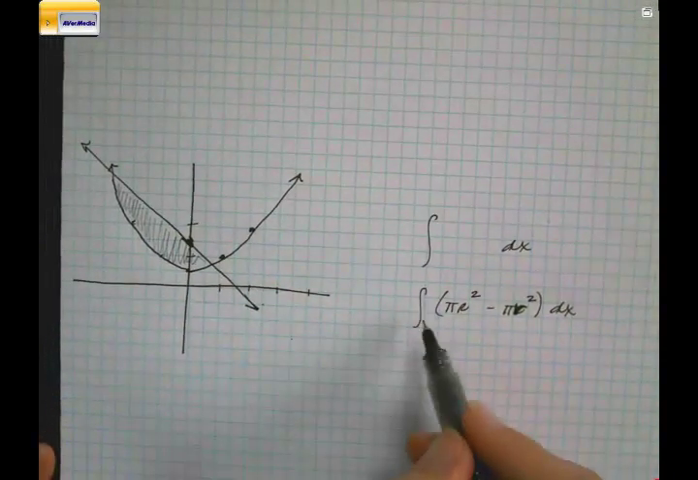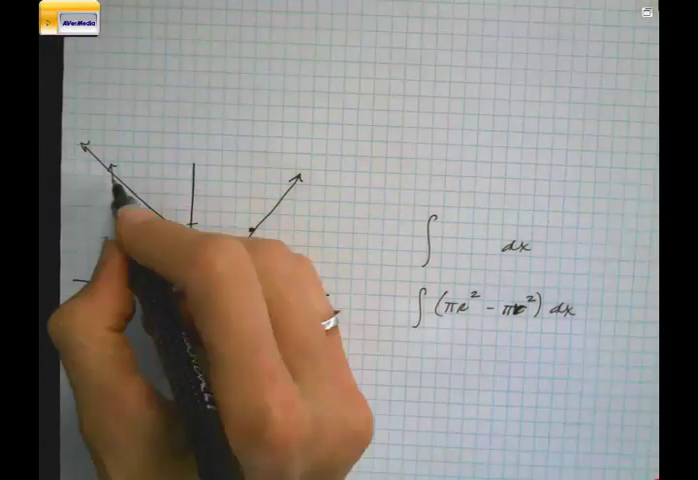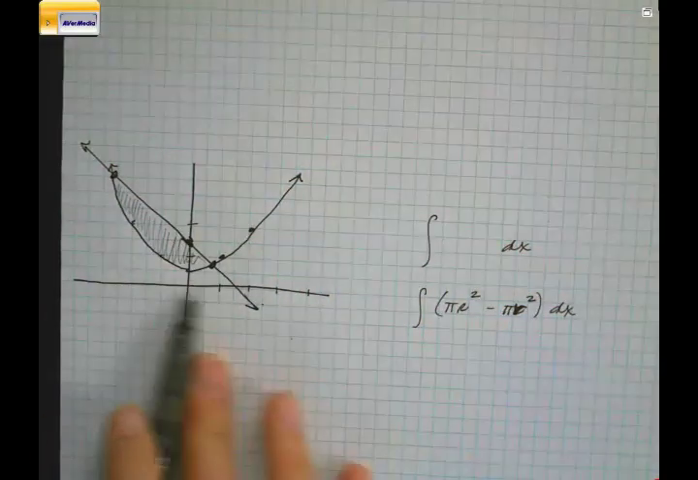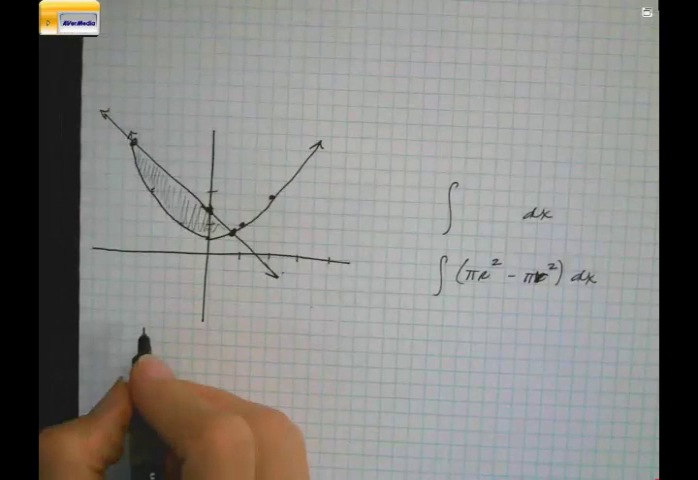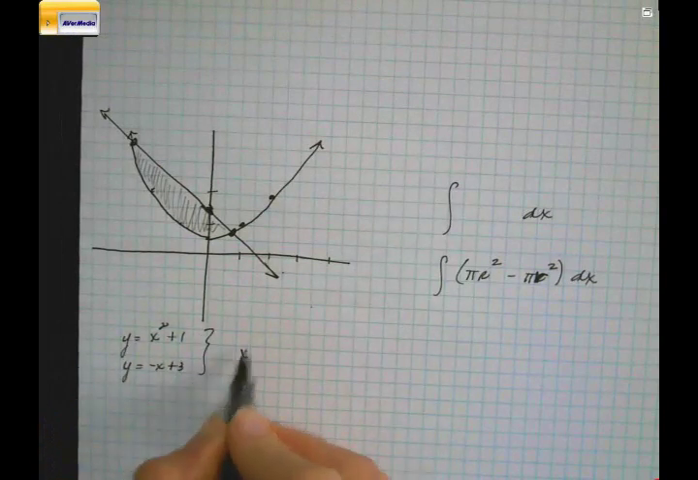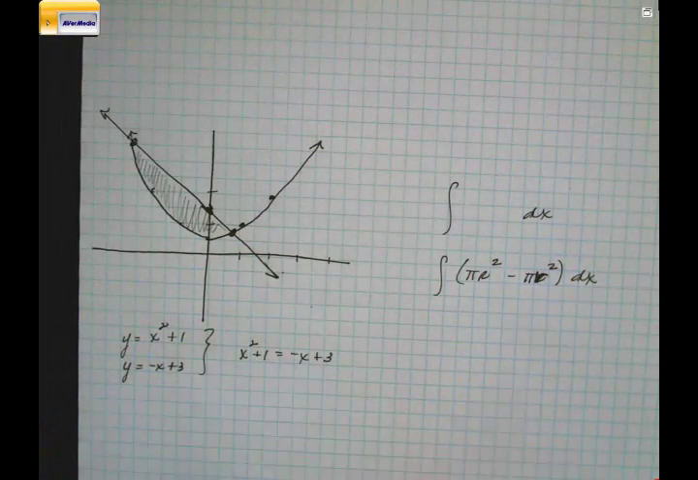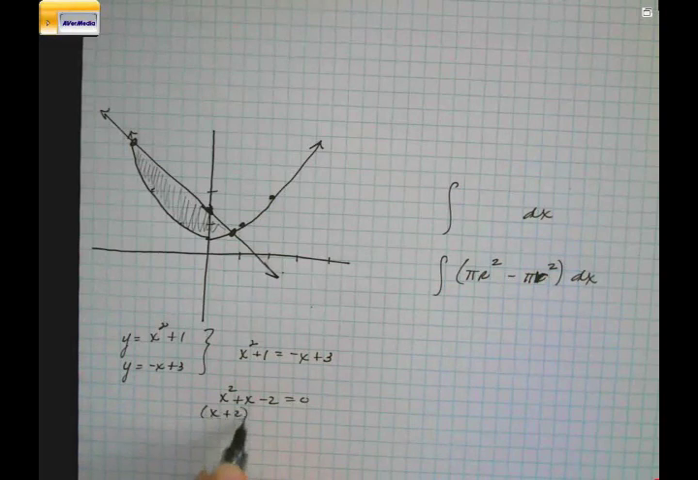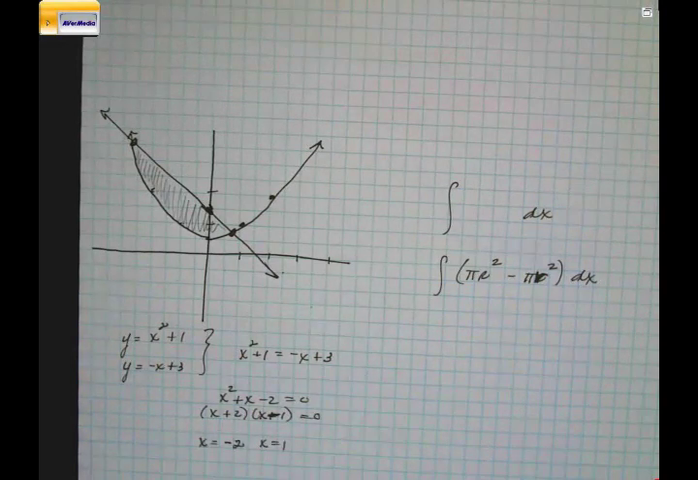Now, to find the upper and lower limits, I have to determine the points of intersection, because you're going to go with respect to dx from whatever this value is on the left, moving to the right. So what are the points of intersection? Well, my two graphs were x squared plus 1 and negative x plus 3. To determine where they intersect, I set them equal to each other. Then I set that equal to 0 and factor it. Oops, that's a minus 1. And I come up with a negative 2 and a positive 1.